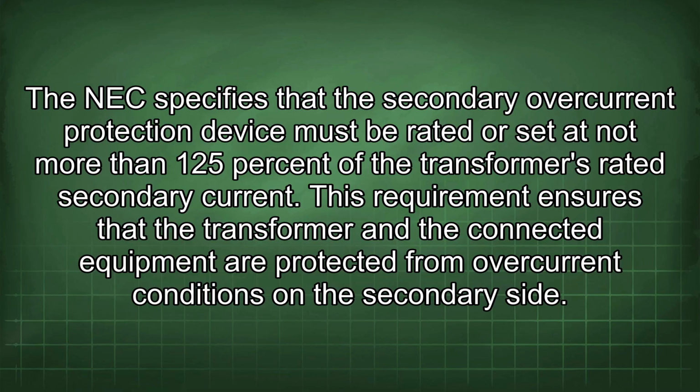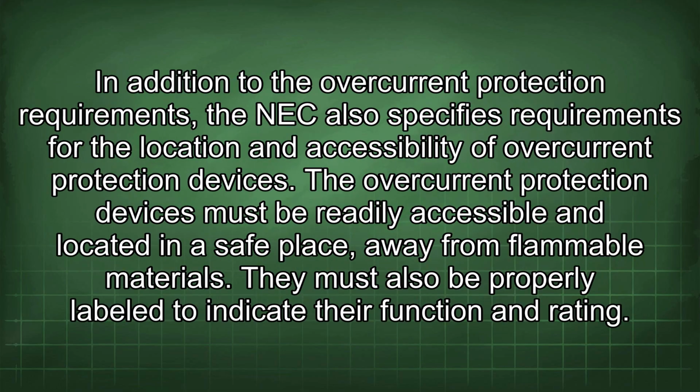This requirement ensures that the transformer and the connected equipment are protected from overcurrent conditions on the secondary side. In addition to the overcurrent protection requirements, the NEC also specifies requirements for the location and accessibility of overcurrent protection devices. The overcurrent protection devices must be readily accessible and located in a safe place away from flammable materials. They must also be properly labeled to indicate their function and rating.